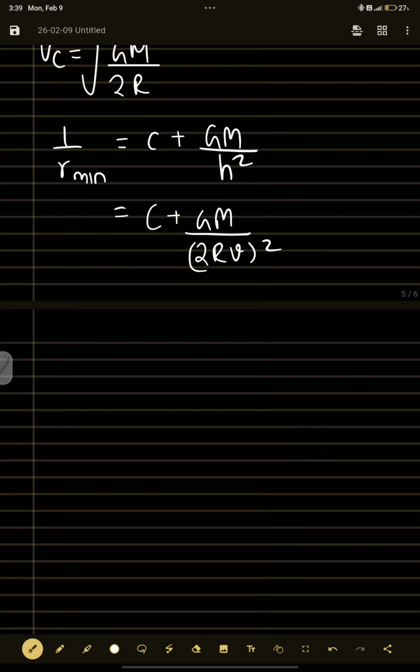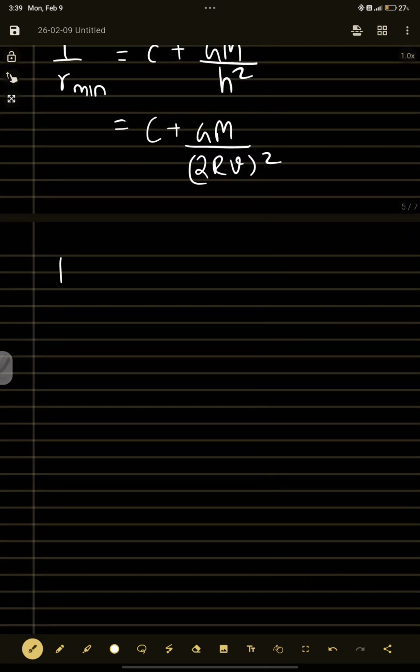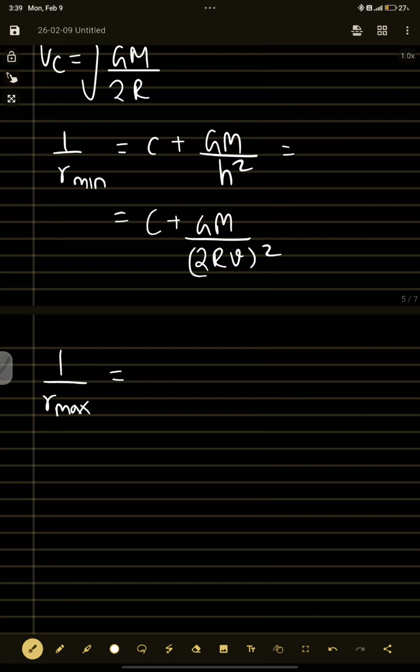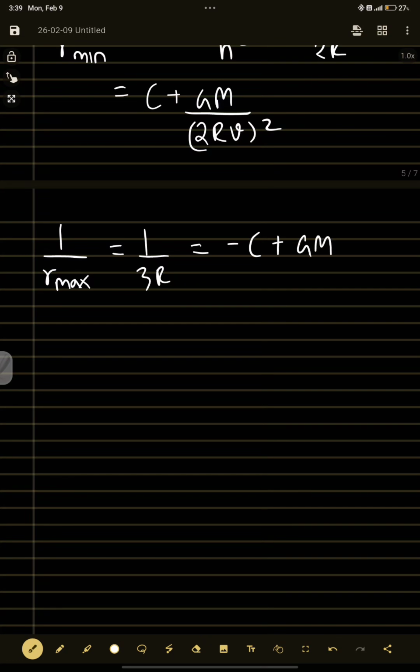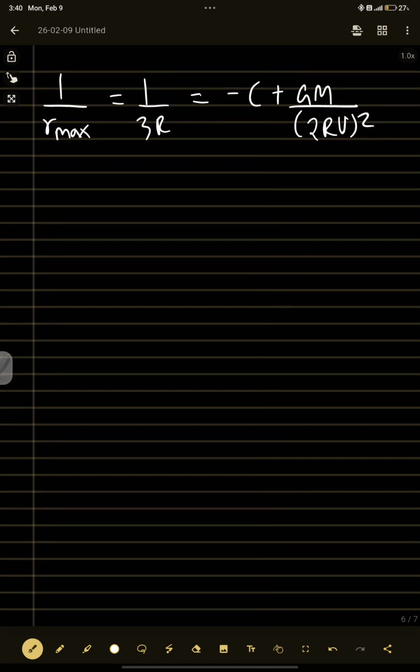What will be r max? H is constant by angular momentum conservation. V will also change at 3R, but I need not write that v which is there at 3R. I have to keep h constant. Okay, so what do you get? You can eliminate C. How much is it? 4r square v square.